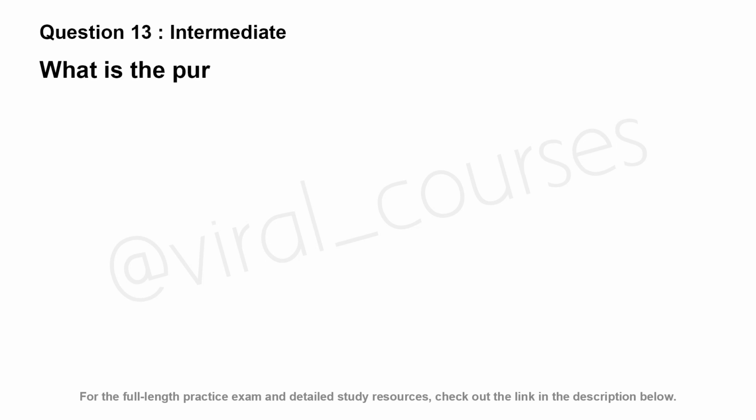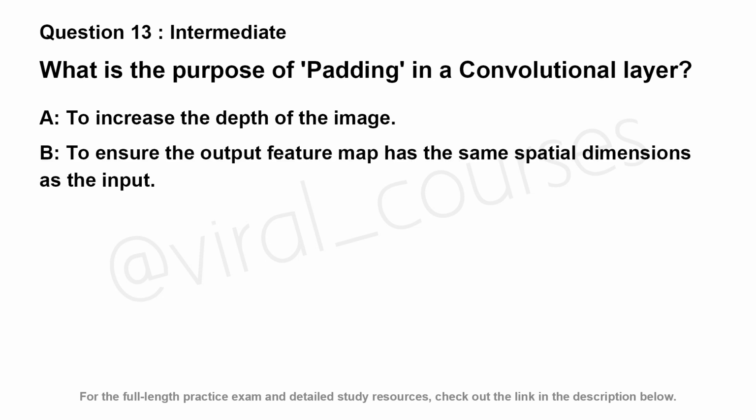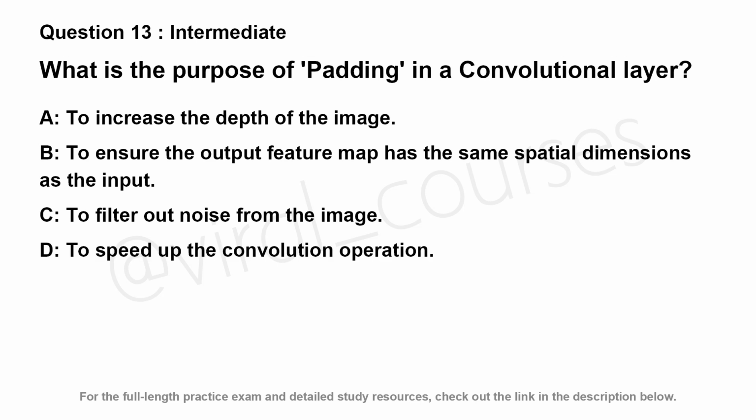What is the purpose of padding in a convolutional layer? Option A. To increase the depth of the image. Option B. To ensure the output feature map has the same spatial dimensions as the input. Option C. To filter out noise from the image. Option D. To speed up the convolution operation.